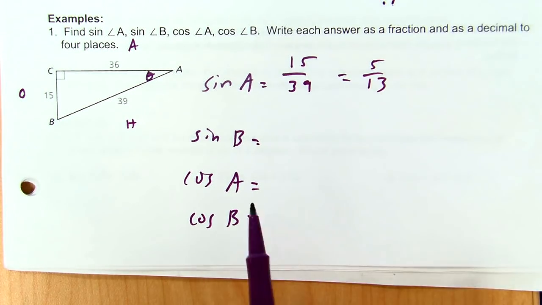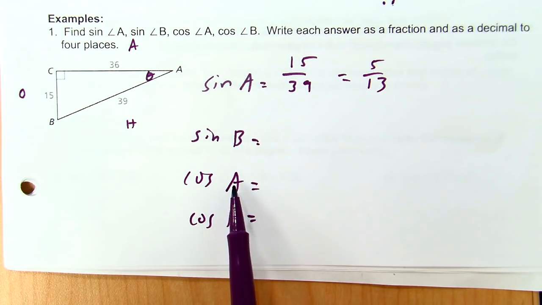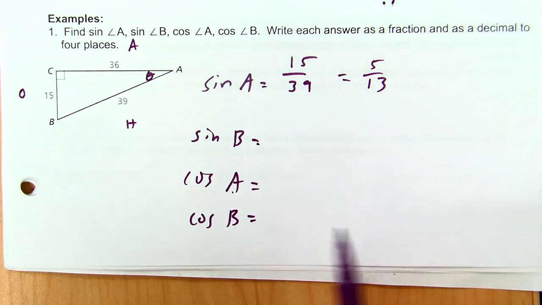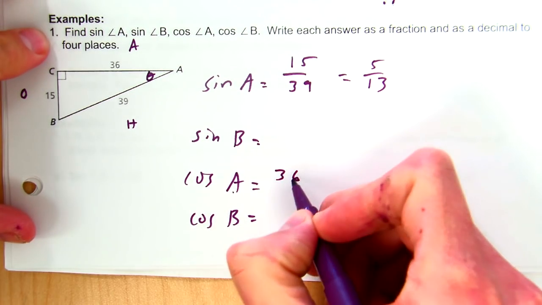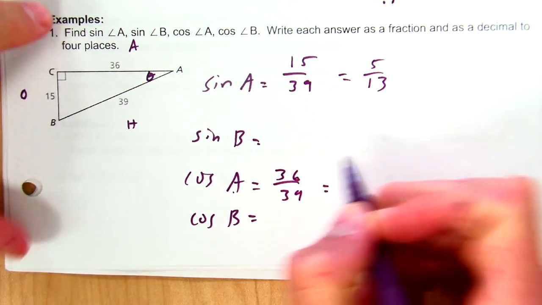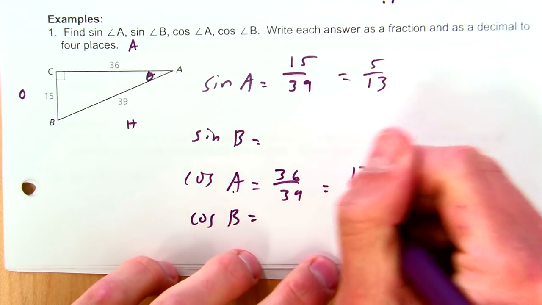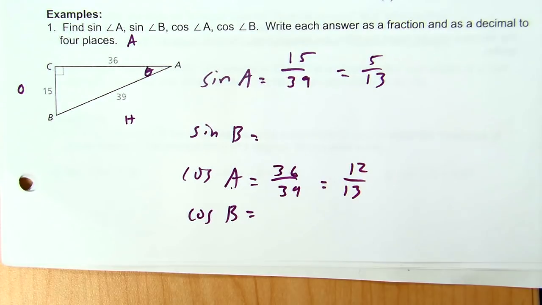Okay. I'm actually going to jump down to this one. Since A is still my reference angle for this one, I'm going to do the cosine of A. Cosine, remember, is adjacent over hypotenuse, A over H. So this time it's 36 over 39. And I can take a 3 out of each of these, and it simplifies into 12 over 13.